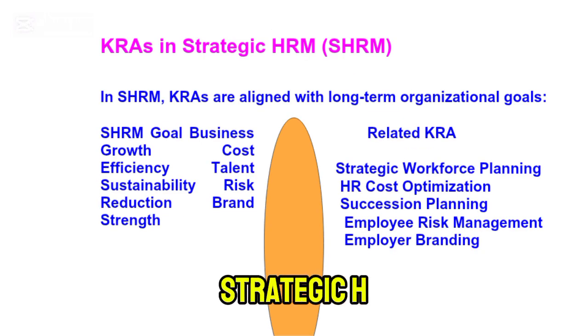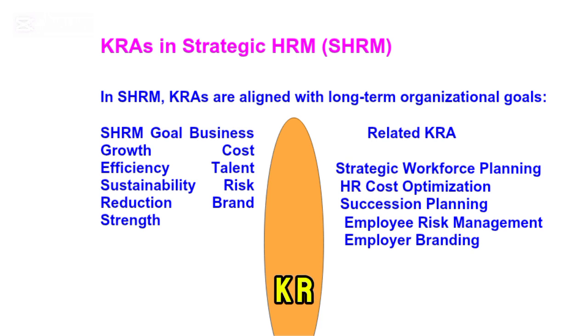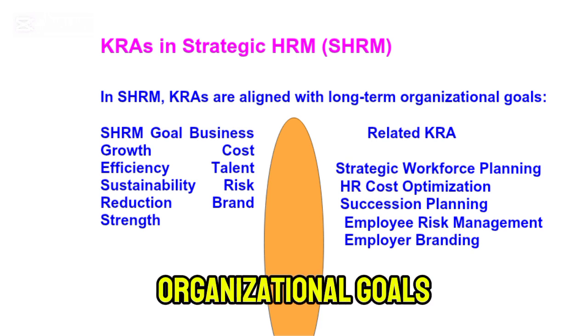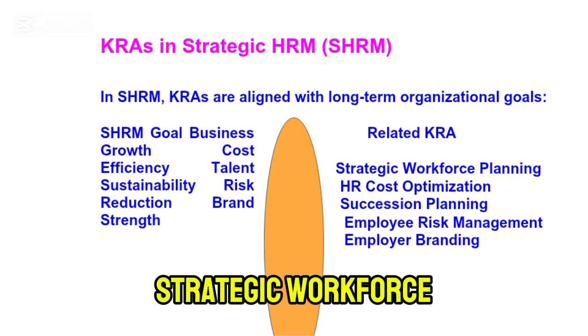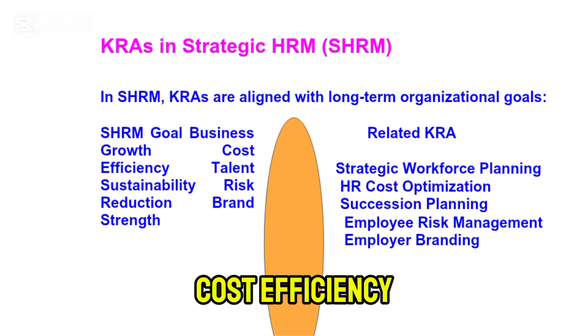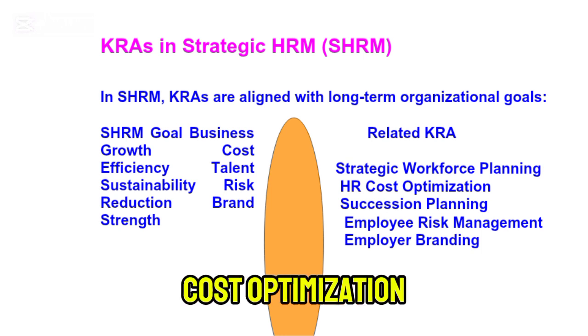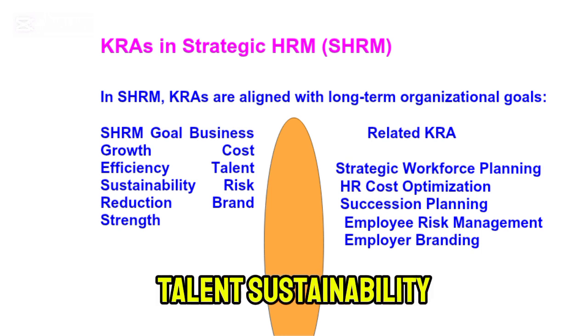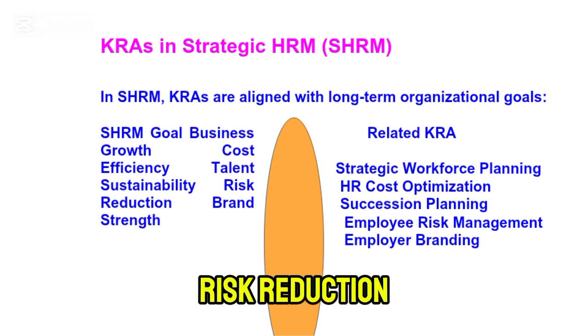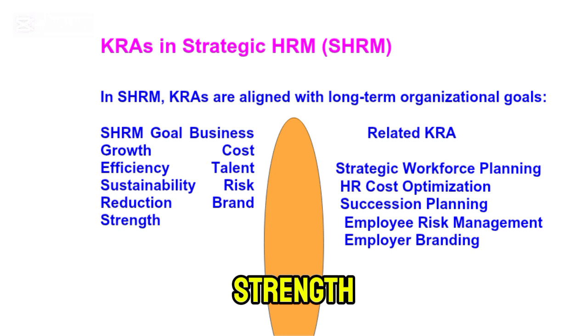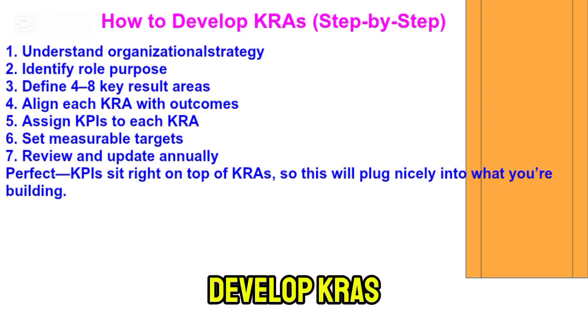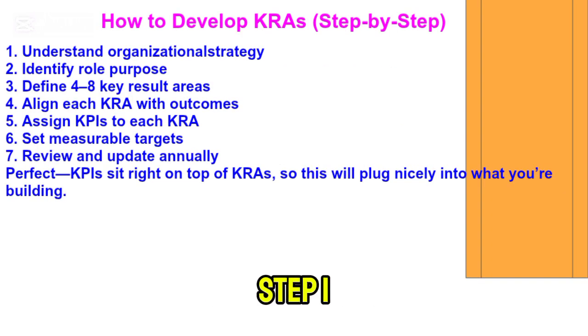KRAs in strategic HRM, SHRM. In SHRM, KRAs are aligned with long-term organizational goals. SHRM goal-related KRAs: business growth, strategic workforce planning. Cost efficiency, HR cost optimization. Talent sustainability, succession planning. Risk reduction, employee risk management. Brand strength, employer branding.